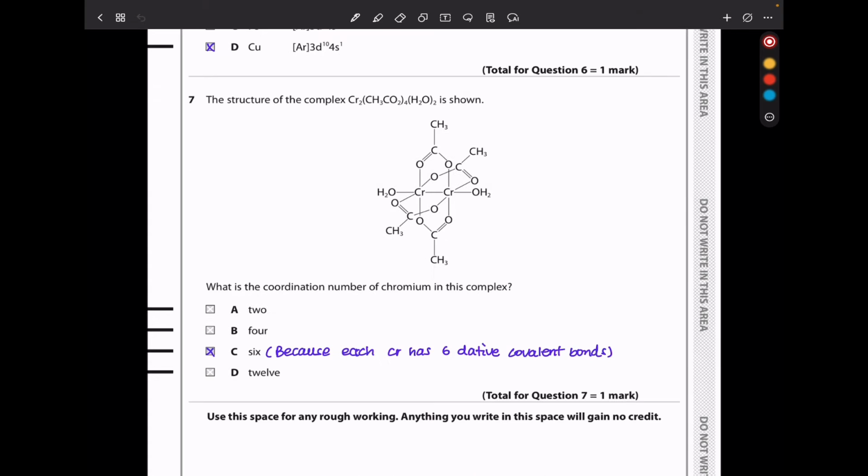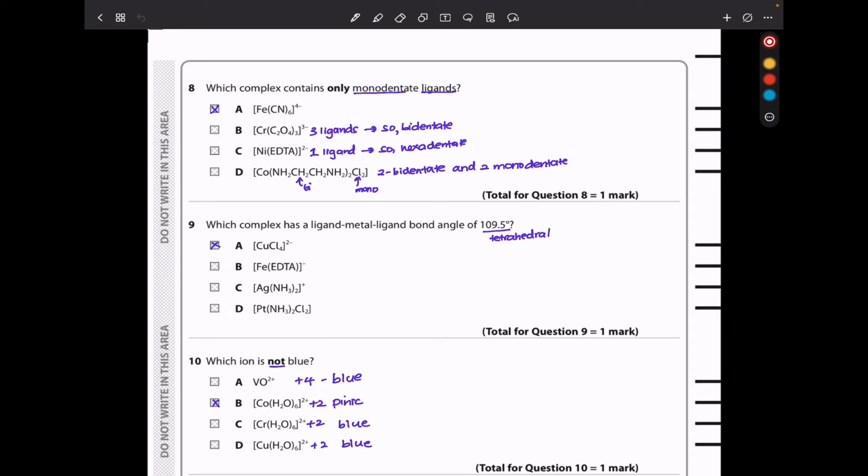In question 7, the structure of the complex we see here is shown. They say, what is the coordination number of chromium in this complex? 1, 2, 3, 4, 5, 6. Each has 6 dative covalent bonds, so we can say each chromium ion has coordination number 6, and C should be the answer. In question 8, which complex contains only monodentate ligands?